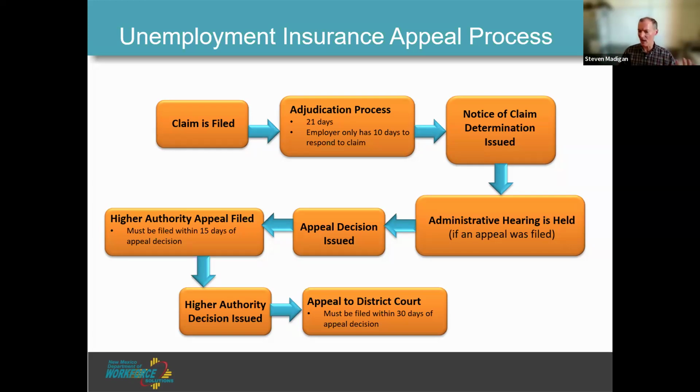The administrative hearing is held. That's done telephonically. A decision is made. If you still disagree with the decision, then you can appeal to higher authority, and I'll talk to you just a little bit about what that is. That has to be done within 15 days of the appeal tribunal decision. And then the higher authority issues their decision. And then if you still disagree with it, the next step is to go outside of our agency to district court, and that has to be filed within 30 days of the decision from higher authority.